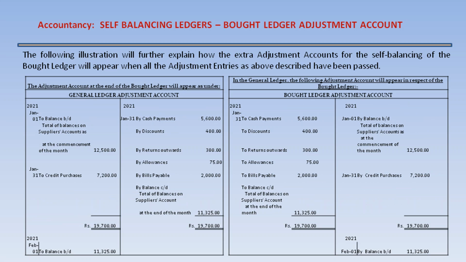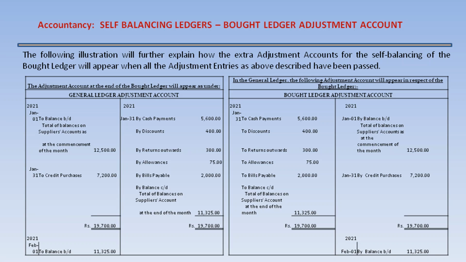The following illustration will further explain how the extra adjustment accounts for the self-balancing of the BAT ledger will appear when all the adjustment entries as above described have been passed. The adjustment account at the end of the BAT ledger will appear as under. General Ledger Adjustment Account. To opening balance brought down, total of balances on suppliers account as at the commencement of the month, 12,500. January 31, to credit purchases, 7,200.